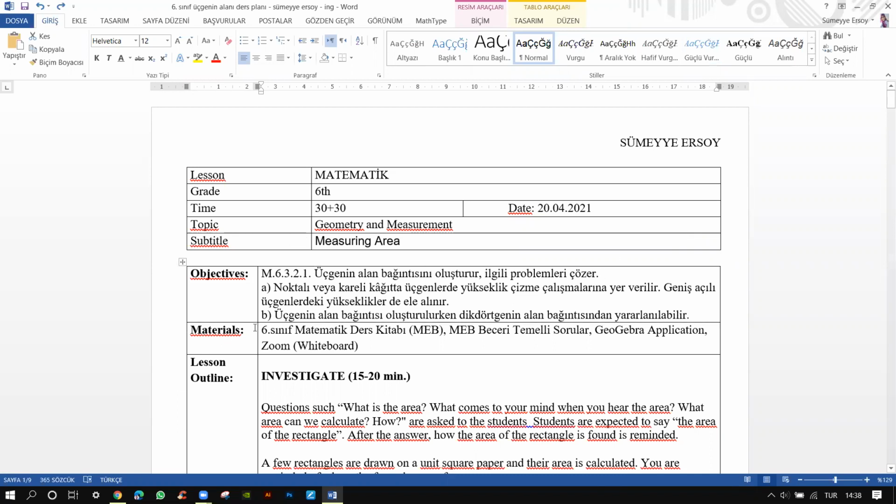I use materials which are 6. sınıf matematik ders kitabı, MEP beceri temelli sorular, GeoGebra application and Zoom.